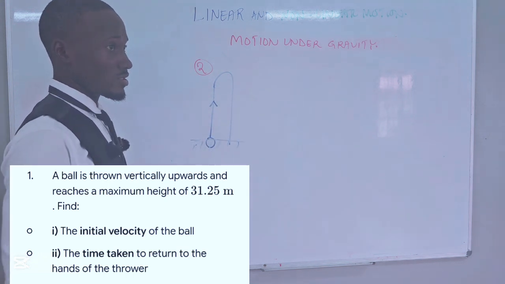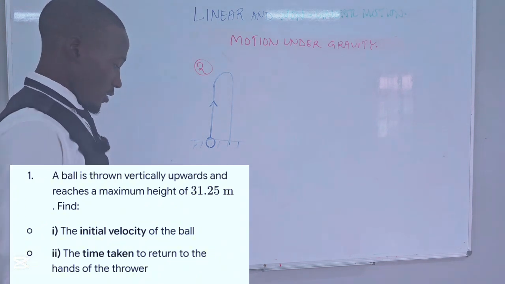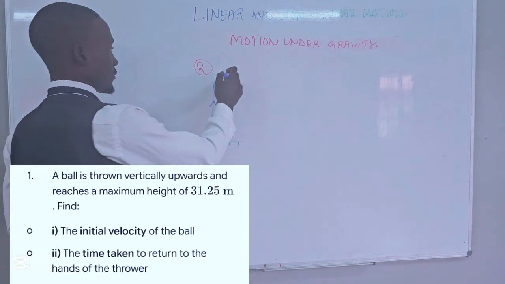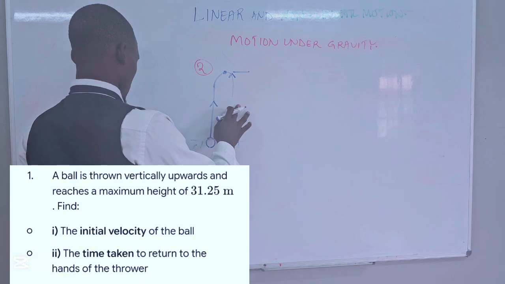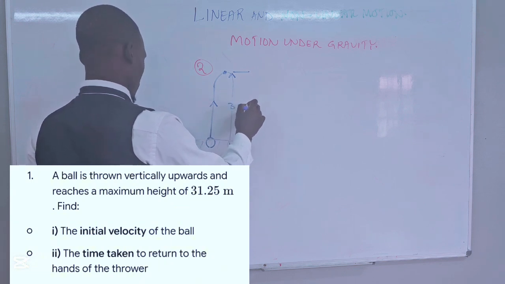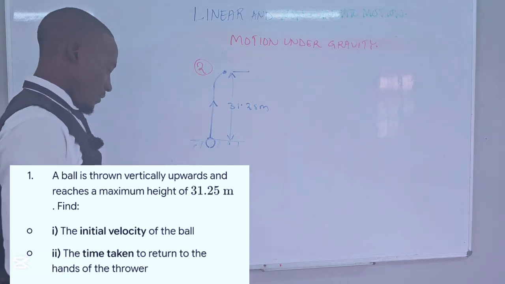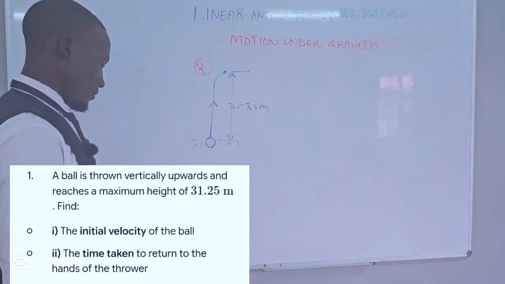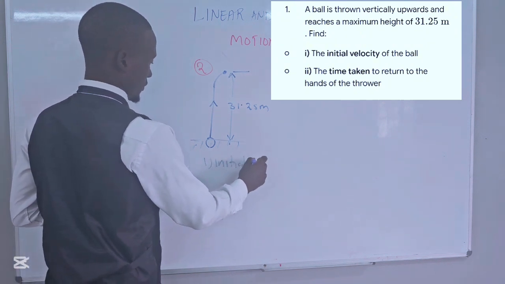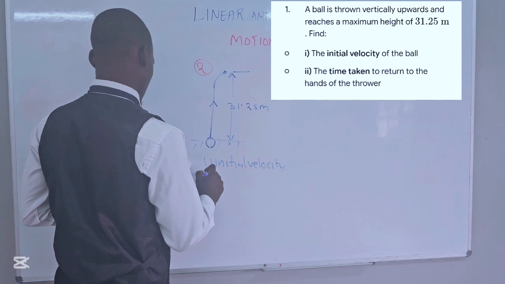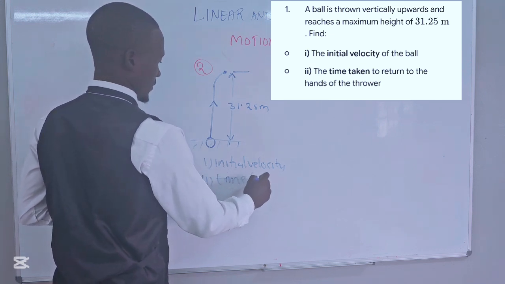I like students who always interpret questions using sketches. The ball reaches a maximum height of 31.25 meters. Find the initial velocity. They want us to find the initial velocity, and they also want us to find the time taken.